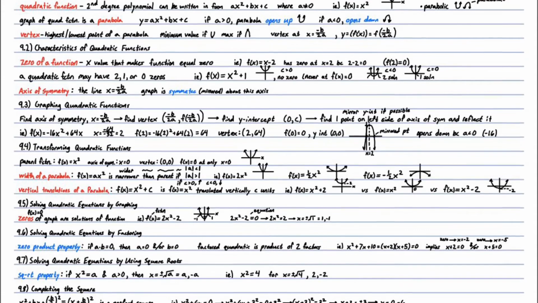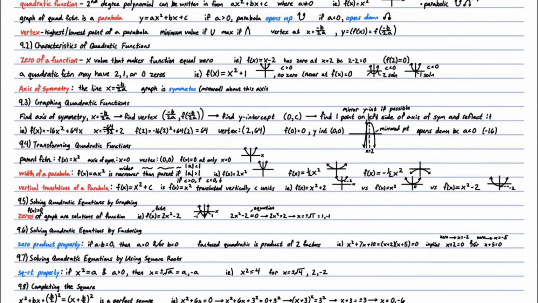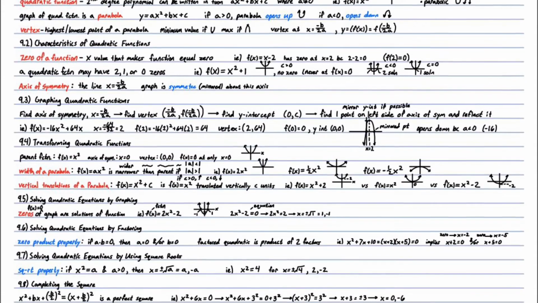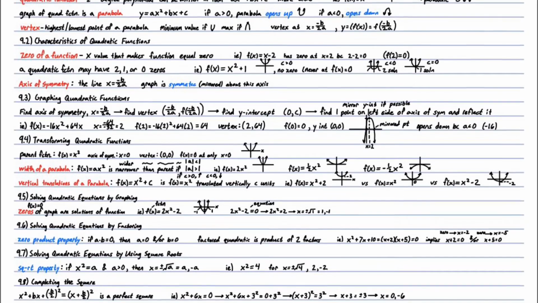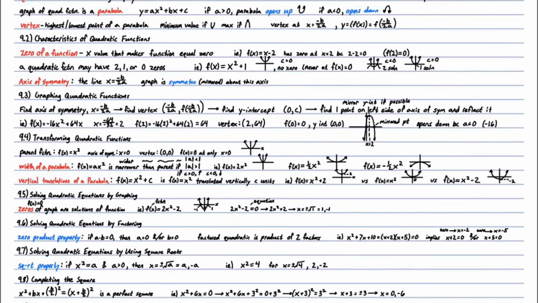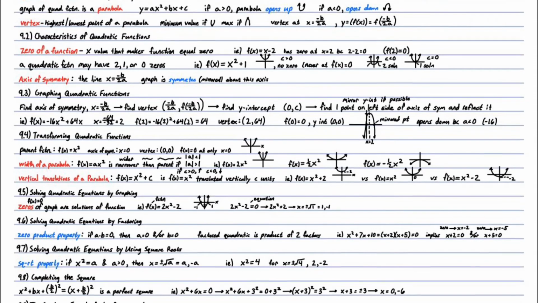Solving quadratic equations by factoring. Zero product property. If x squared equals a and a is positive, then x equals plus or minus square root of a which equals a and negative a. Completing the square. Add the square of half of b to x squared plus bx to complete the square of x plus half of b.